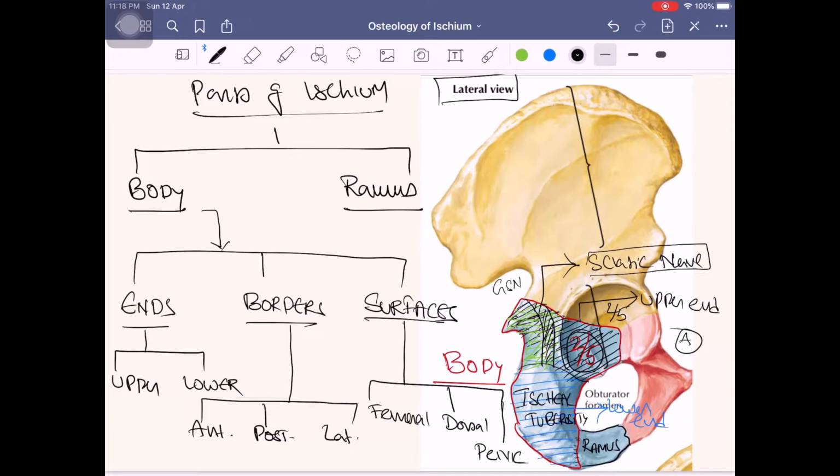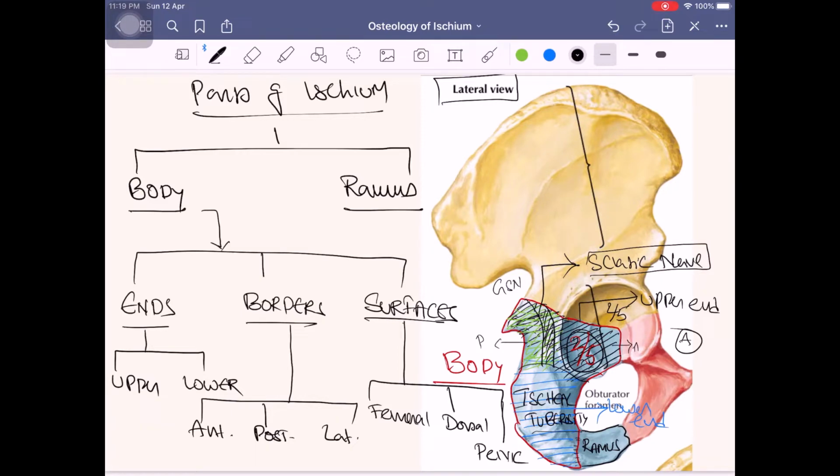Are we clear? So the upper end is divided into the anterior part and the posterior part. The anterior part is forming the postero-inferior part of the acetabulum. This entire cup is called the acetabulum, whereas the posterior part of the upper end, we also call it the dorsum of the posterior part, is related to the sciatic nerve. Whereas the inferior part of the lower end is rough in its architecture. That is why it is called the tuberosity. Since it is a part of the ischium, it is called the ischial tuberosity.